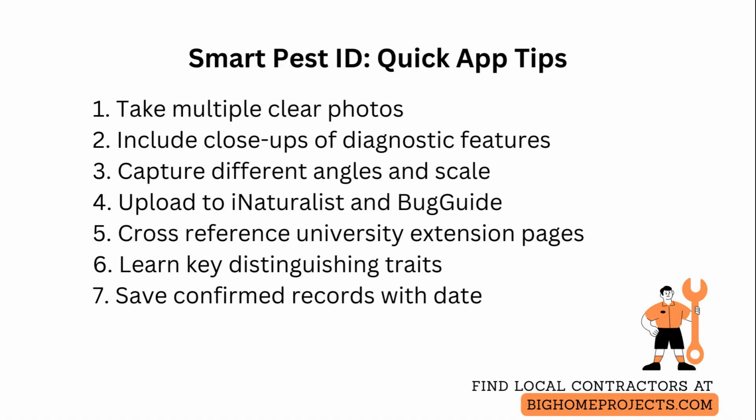Start by taking multiple clear photos of the specimen and its surroundings, including close-ups of diagnostic features like wing venation, mouth parts, leg segmentation, or plant damage patterns. If possible, capture the organism from different angles and include a scale such as a coin or ruler.